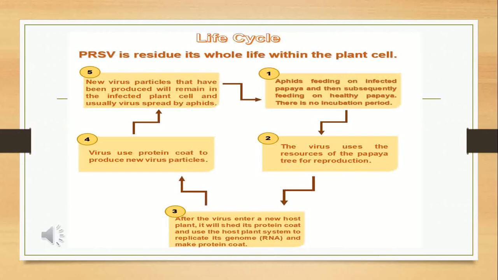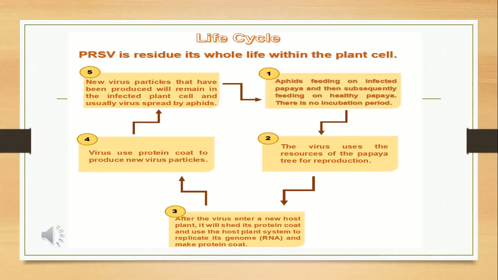Now, I'm going to explain about the life cycle of Papaya Ringspot virus. For your information, PRSV resides its whole life within the plant cell. First, it starts with the vector, like aphids, feeding on the infected papaya, and then subsequently feeding on a healthy papaya. So this is how the virus spreads from one infected plant to another healthy plant. So there is no incubation period for this disease to develop.